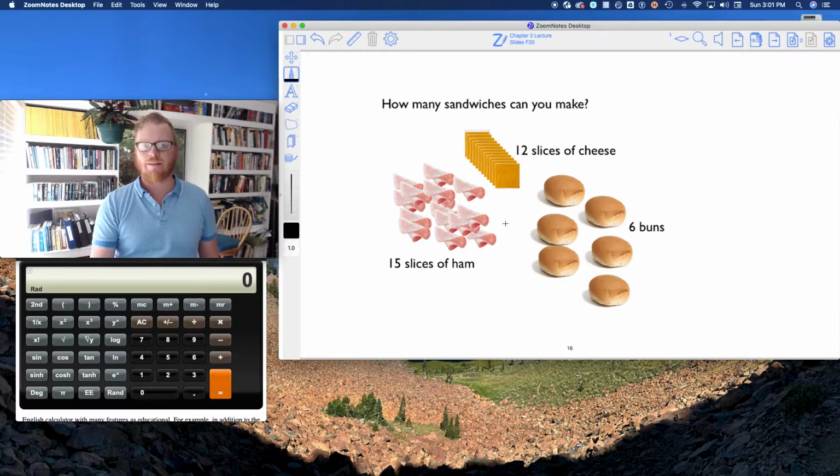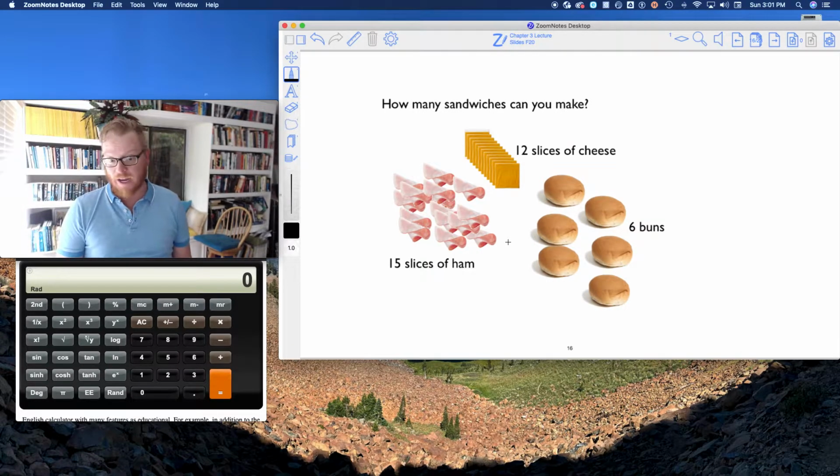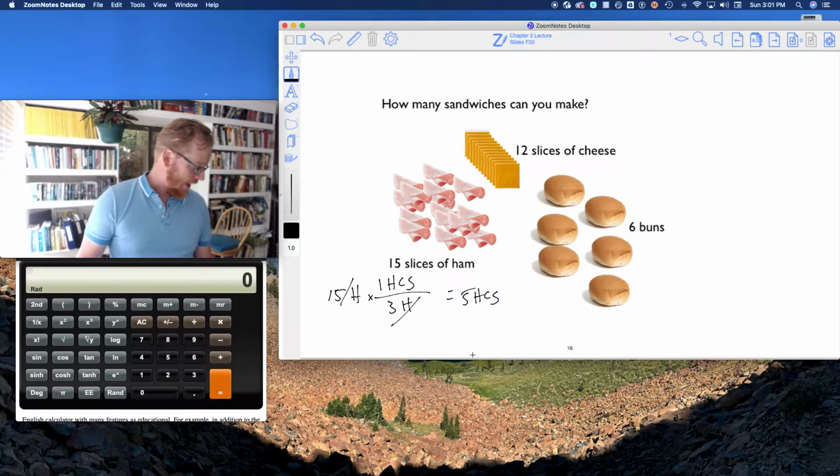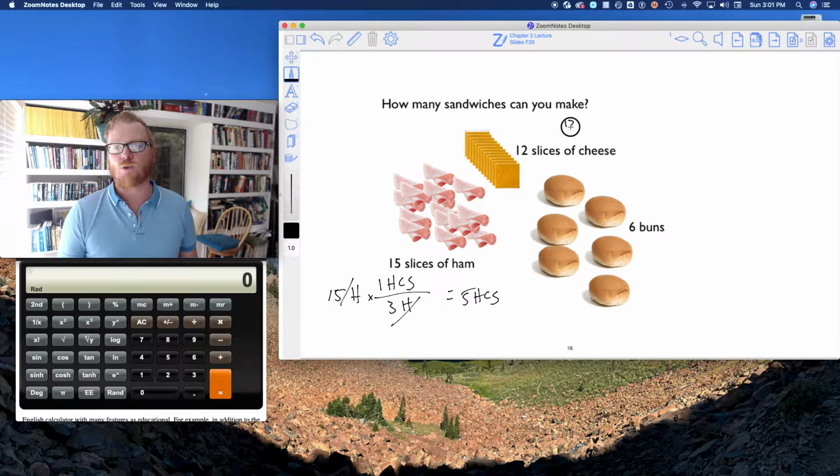So now I've got all of these materials, so what can I do? Well, let's see how many sandwiches we can make from the ham, right? We know we have 15 hams, okay? And my perfect stoichiometric proportions told me I needed 3 hams per 1 ham cheese sandwich, right? So the ham and the ham cancels, and what I'm left with is I could make up to 5 ham and cheese sandwiches just based on the ham, right? Well, what about the cheese? I know I've got 12 slices of cheese, and my recipe told me that I only need 1 piece of cheese to make 1 ham cheese sandwich, so that means from the cheese I could make 12 ham and cheese sandwiches, right?